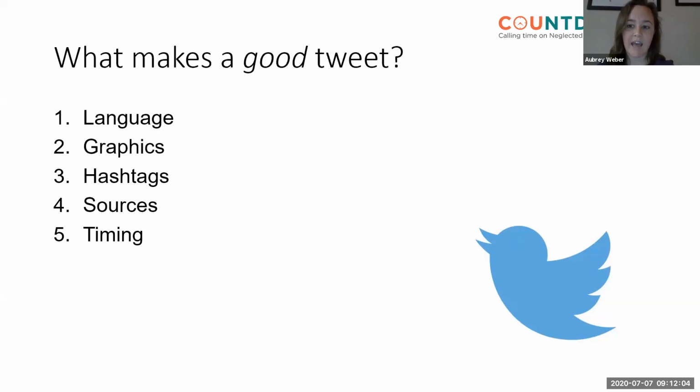Hashtags are essentially tags or adding search terms to your tweet. If someone looks for hashtag NTD, they will see that Countdown, as well as others in the NTD space, are actively talking about the subject. Hashtags are also important when attending major international conferences. For example, right now, the conference hashtag for AIDS 2020 is hashtag AIDS 2020 virtual.